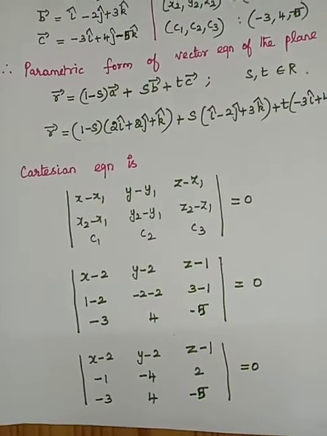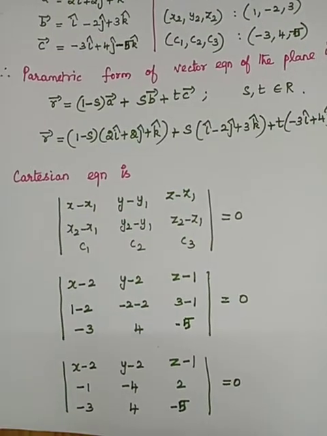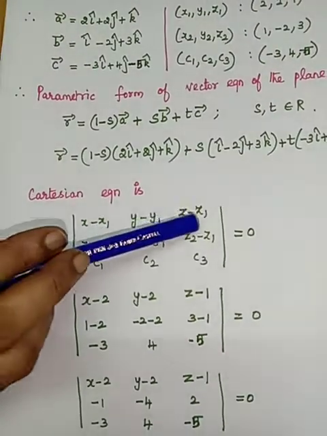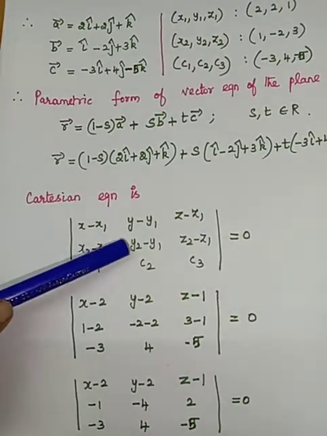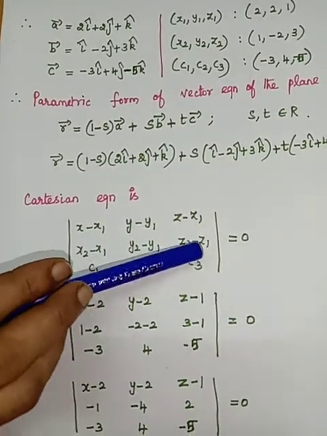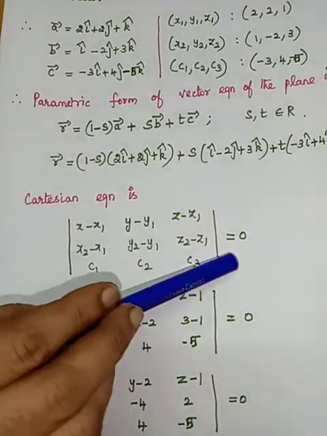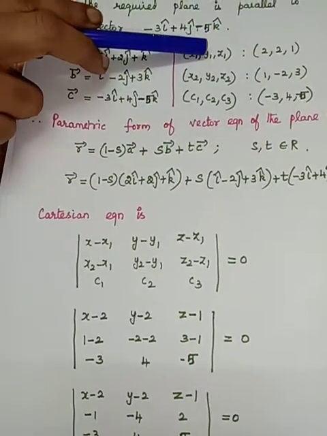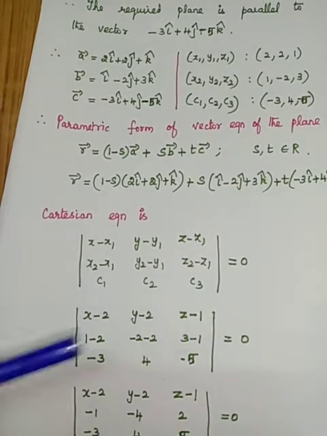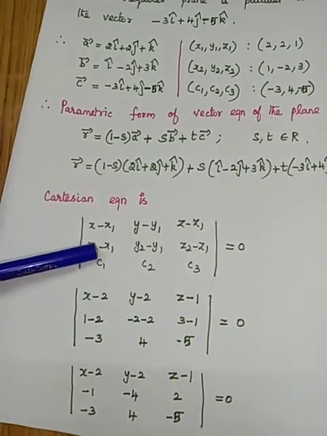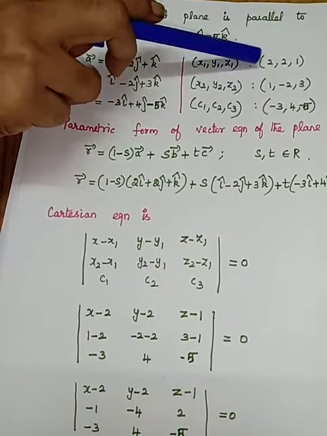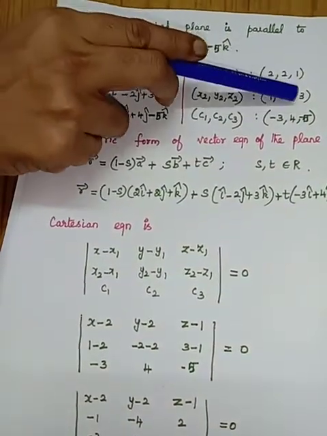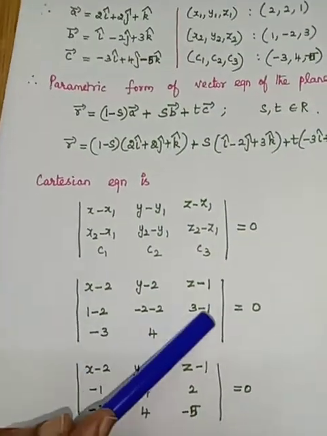So when 2 passing points and 1 parallel vector are given, the Cartesian equation is the determinant with rows x minus x1, y minus y1, z minus z1; x2 minus x1, y2 minus y1, z2 minus z1; and c1, c2, c3, which is equal to 0. Here I have written x1, y1, z1, which has to be substituted in the first row, and x2 minus x1, so it is 1 minus 2. Next one, minus 2 minus 2. Next, 3 minus 1. So it has to be written as the second row.